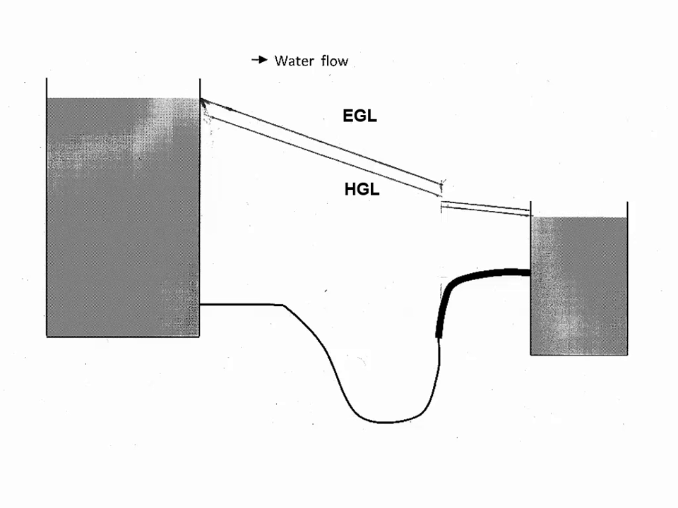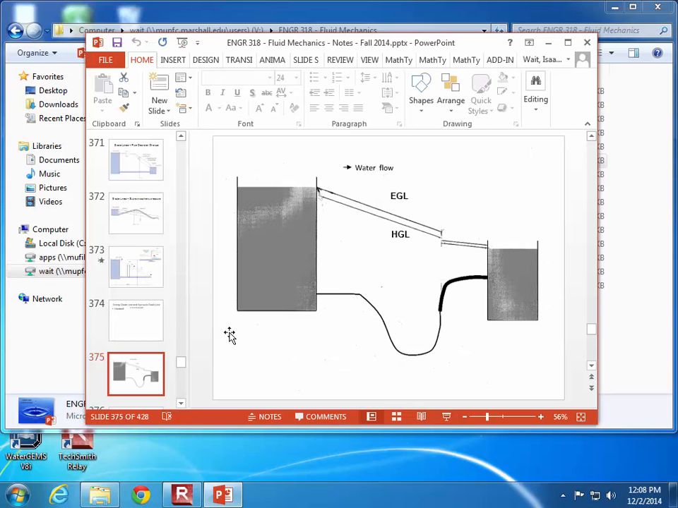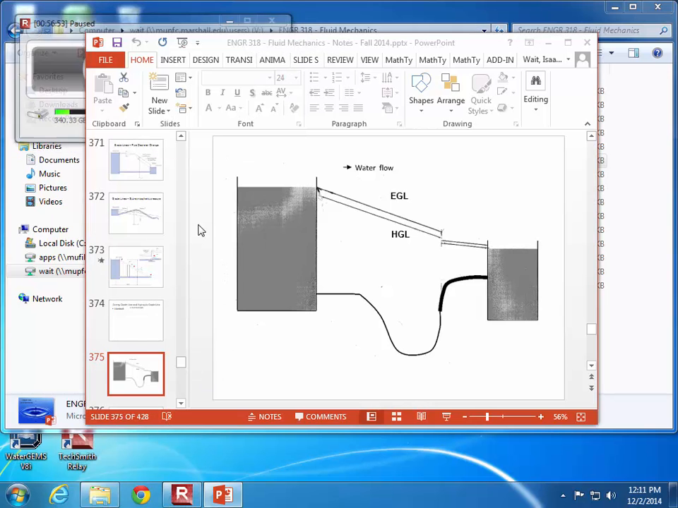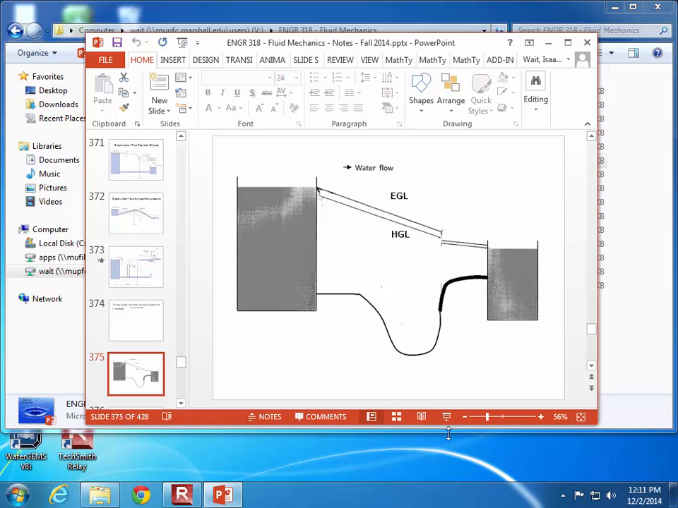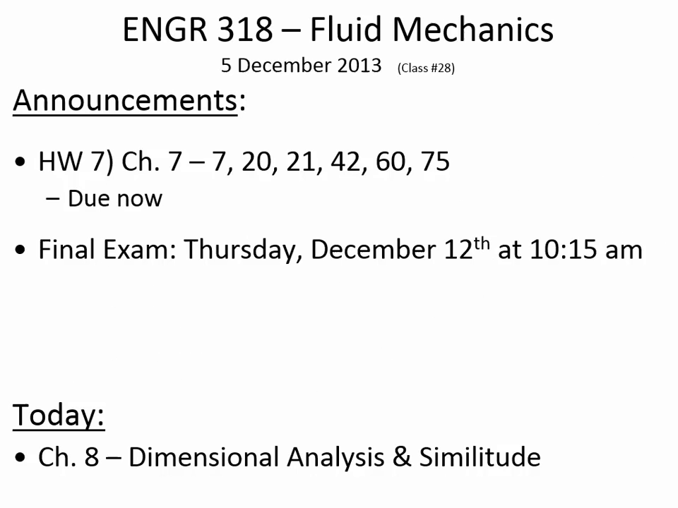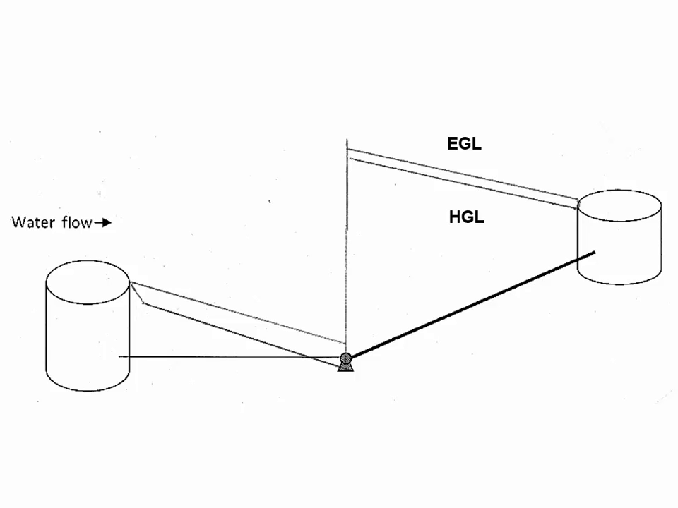This one has a pump in play, so we'll see what effect the pump had. Here's what I had. So it's labeled. The EGL is above the HGL. Again, it seems like I can't draw a parallel line to save my life. Those are supposed to be parallel. Let's assume that they are.